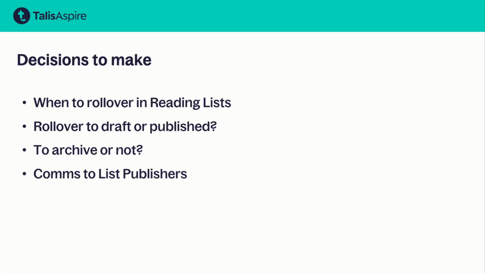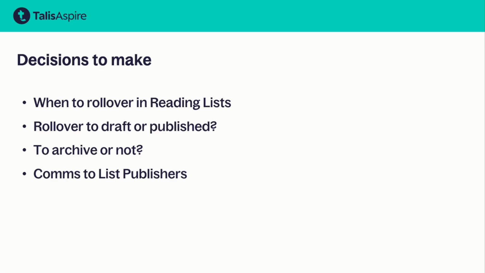You also have the option to keep the old lists active or to archive them. So you can, at that point of rolling over, archive the lists that they're rolling over from. If you do keep them live, they can always be archived at a later date if you'd like students to access lists for exams or resets, depending on the plan that you have for when you roll over.